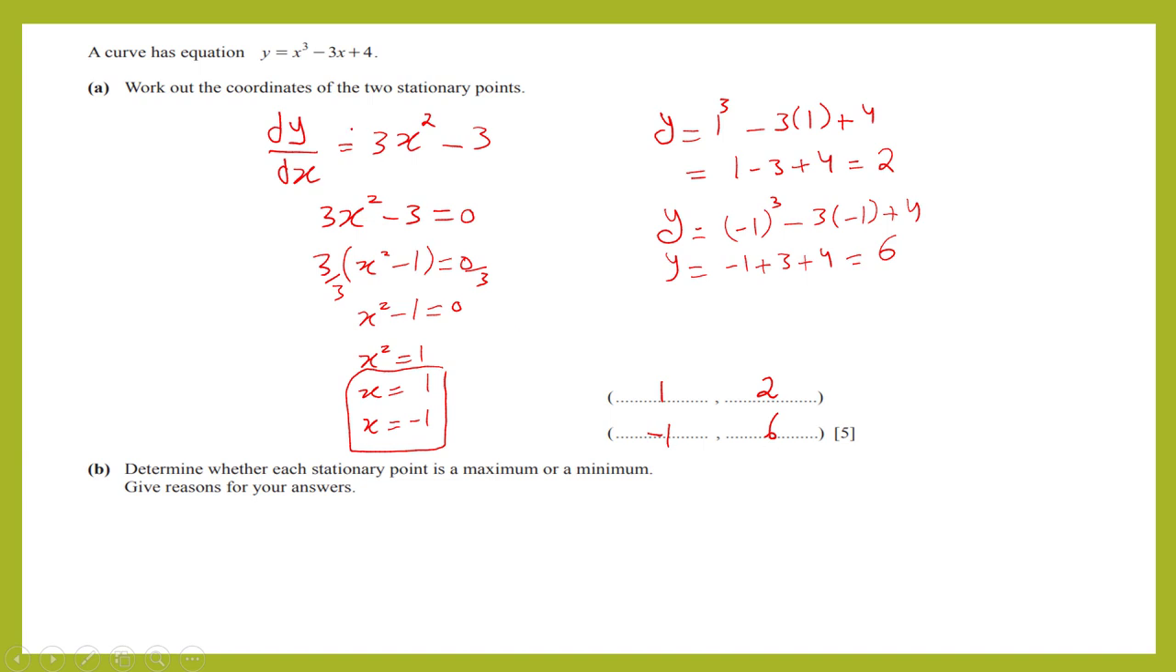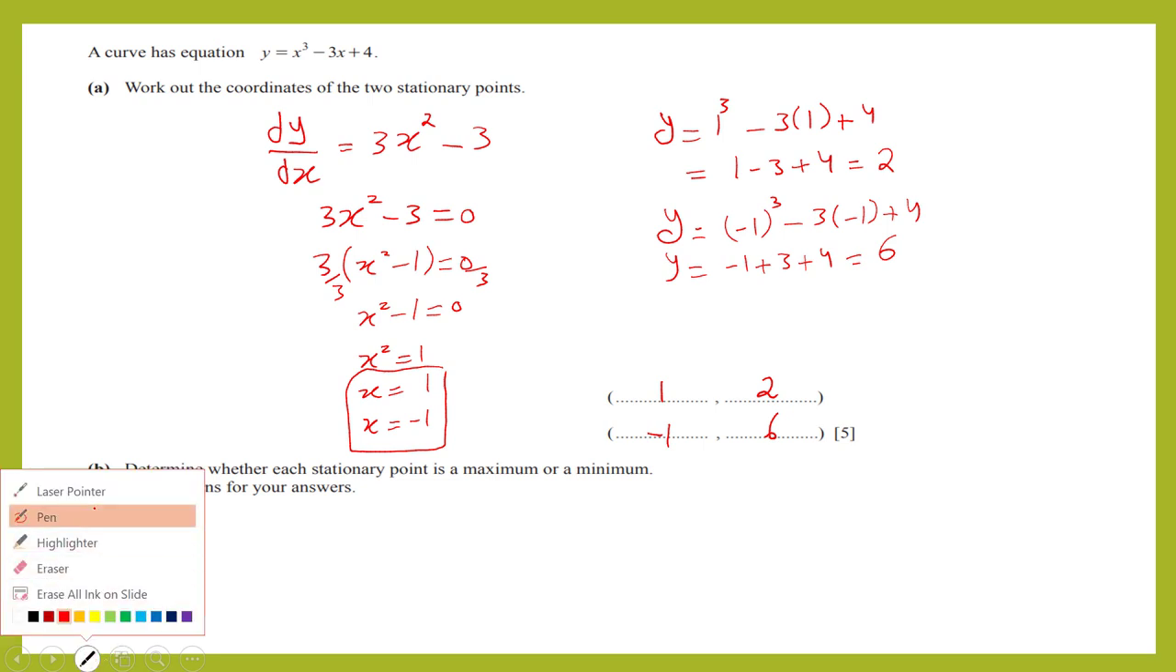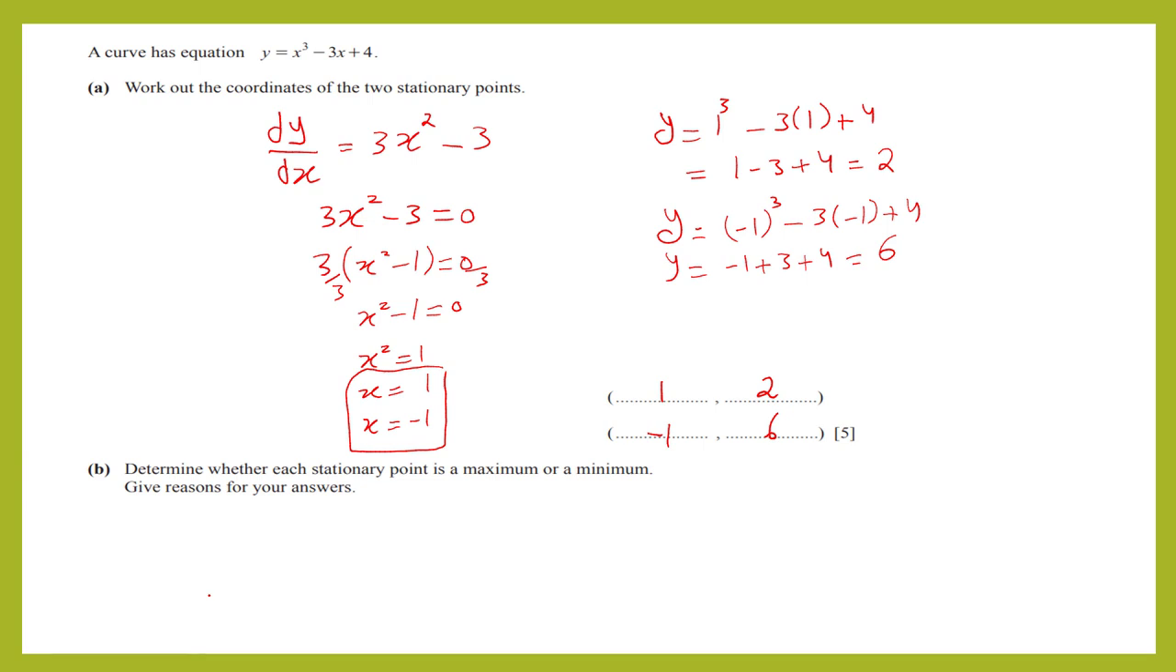So how do you find the stationary points again? You find dy by dx, equate it to 0, solve like an equation to get x values, then substitute the x values in the original equation to get the y values. Now, how do we determine whether each stationary point is a minimum or maximum? This is the way. We find the second derivative first, d squared y by dx squared.